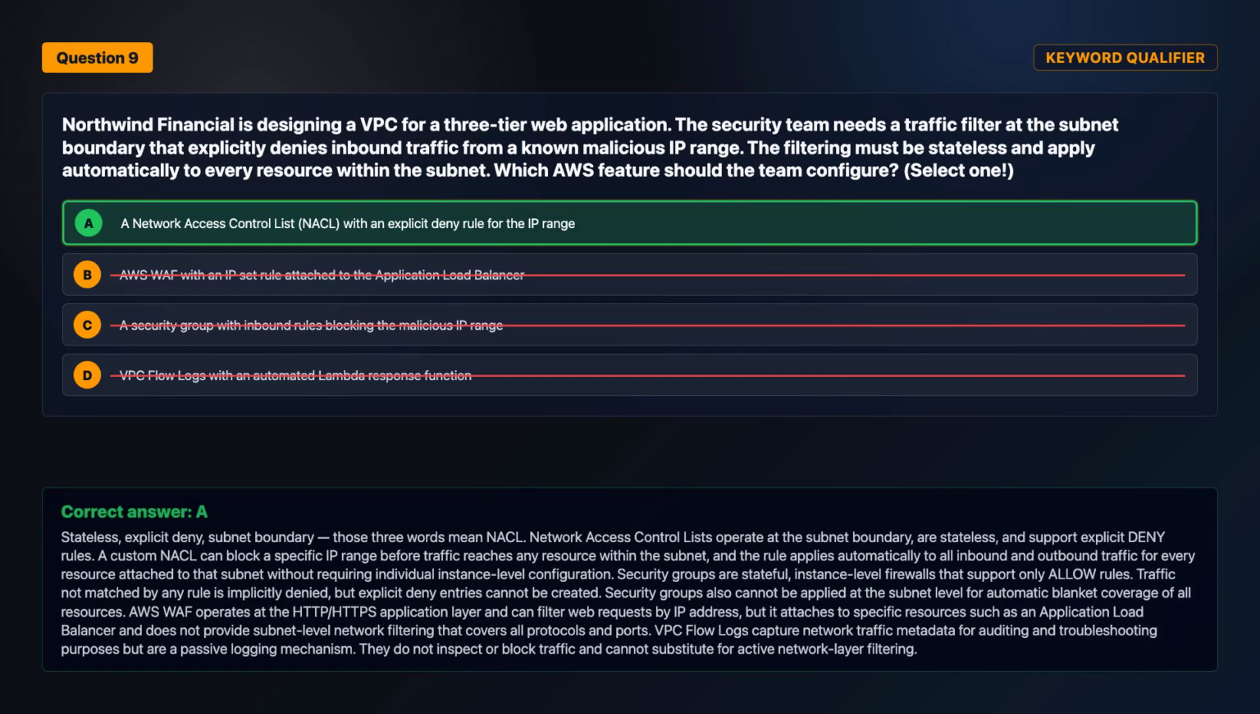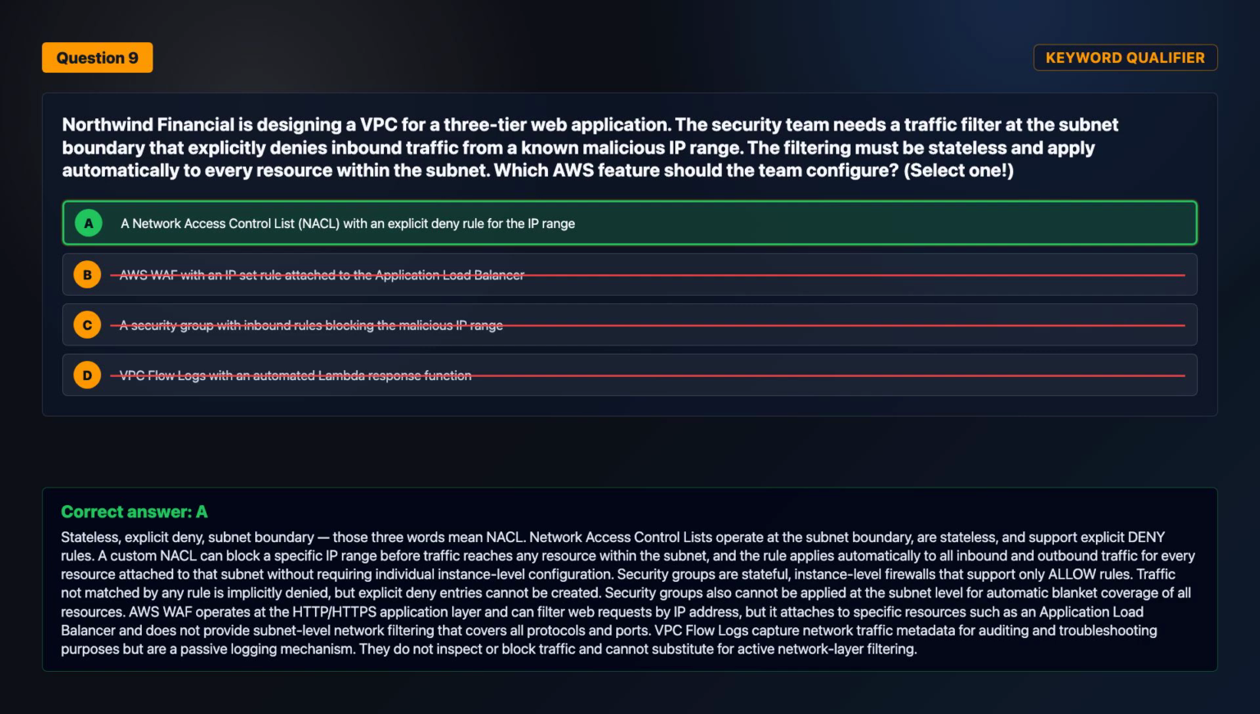The correct answer is option A. Stateless, explicit deny, subnet boundary. Those three words mean NACL. Network access control lists operate at the subnet boundary, are stateless, and support explicit deny rules.